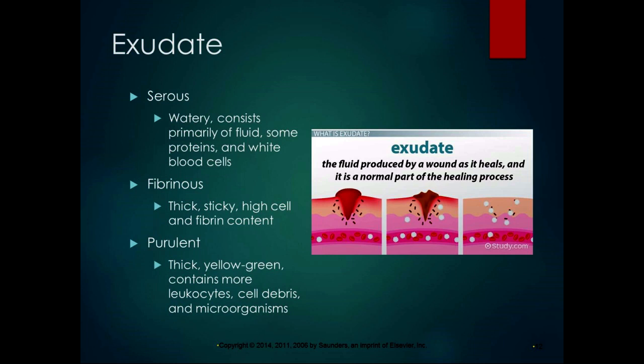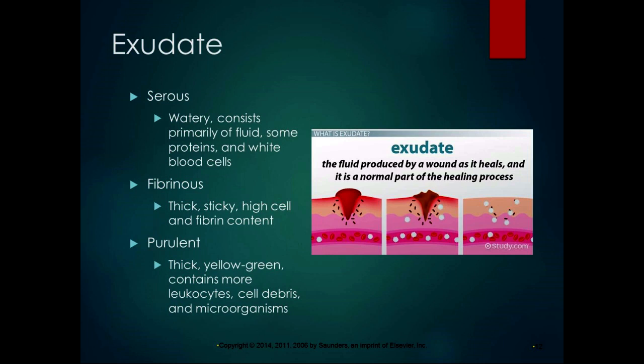So a serous exudate is watery. Serum is the non-cellular part of blood. It's the fluid part of blood. So it's watery, consisting primarily of fluid and a few proteins and some white blood cells. You can't tell that from looking at it. You can tell that it's watery and doesn't have a particular color, but you can't tell the white blood cells without looking at it under the microscope.